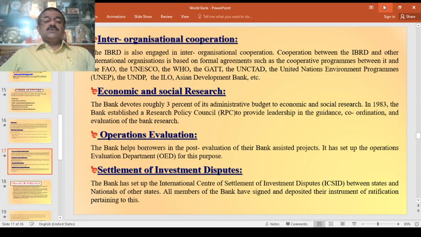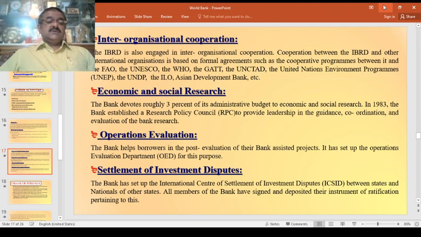And economic and social research. The bank devotes roughly 3% of its administrative budget to economic and social research. In 1983, the bank established a research policy council, that is RPC, to provide leadership in its guidance, coordination and evaluation of the bank's research.